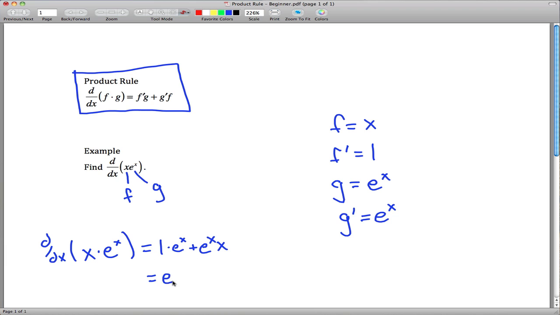Maybe not a bad idea to simplify this guy a little bit. You could pull out an e to the x from both terms, but really these two are equivalent, whichever one you prefer. And that is how you use the product rule.